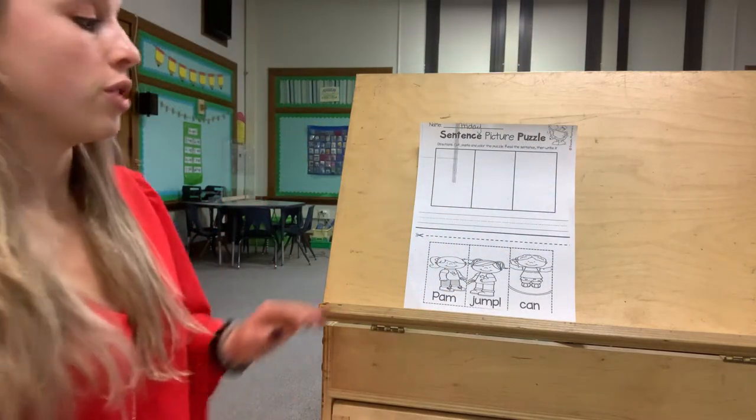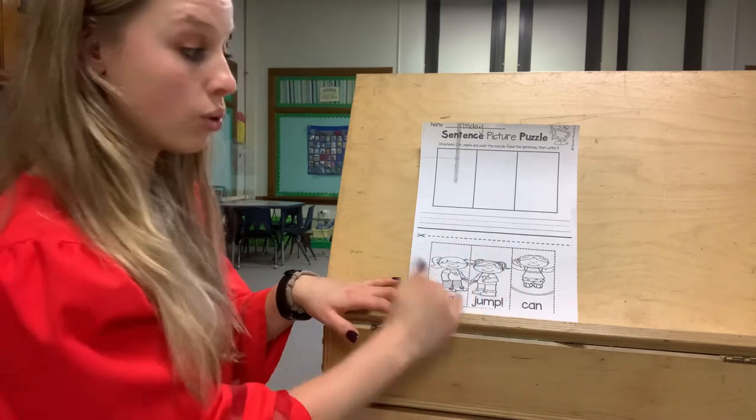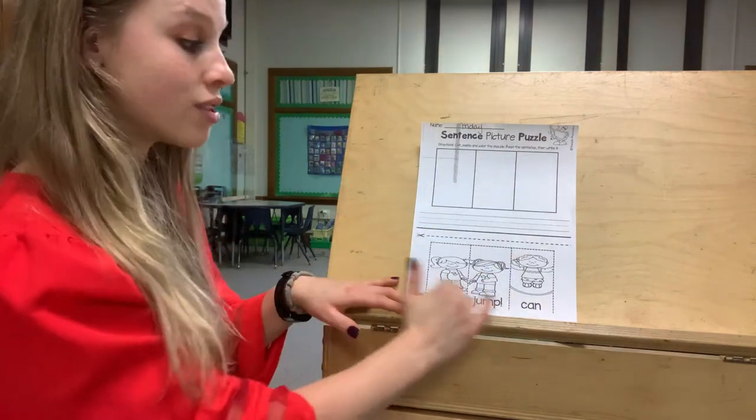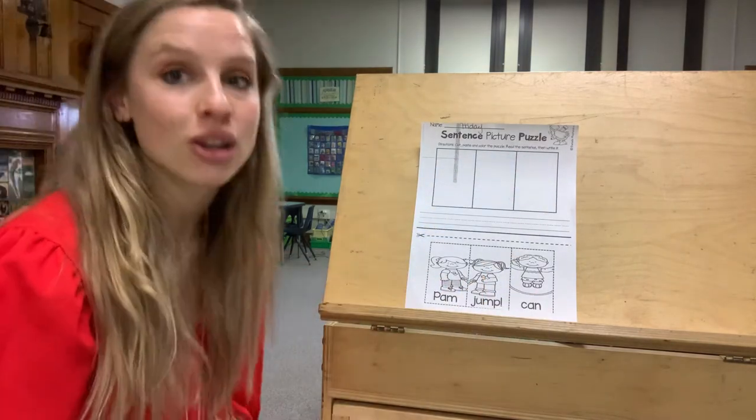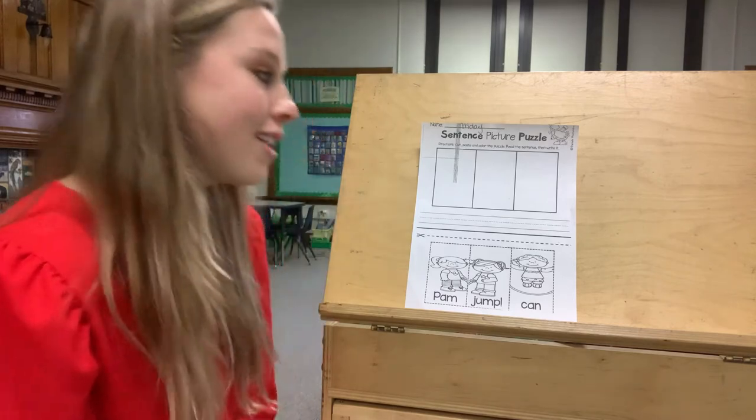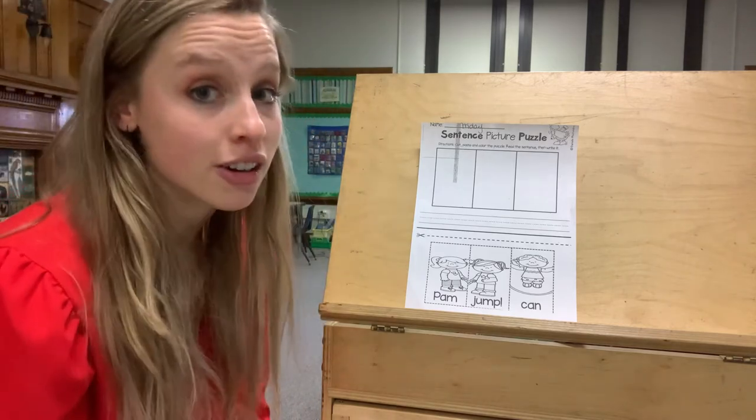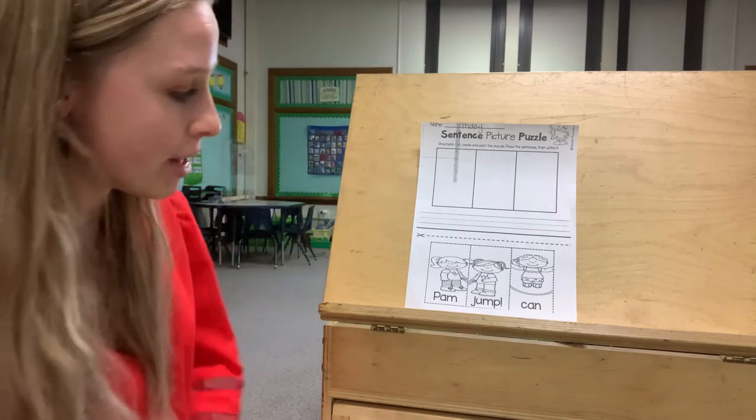And then once you cut and paste all of your pictures right here, you will see a picture and you will figure out what Pam can do. Then you're going to color your picture. Make sure you color your picture.